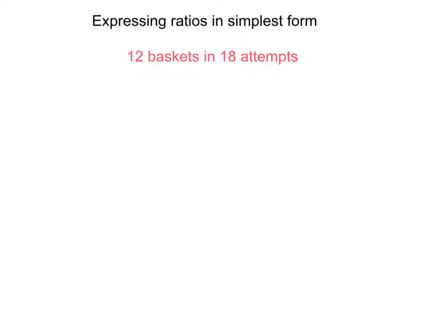So let's take a look at how we express ratios and then how we simplify them. So this says 12 baskets in 18 attempts. So you first want to write that as your ratio. So let's write 12 baskets in 18 attempts. So now we can write it in the form of a fraction.